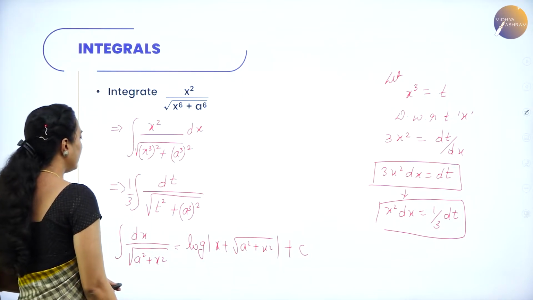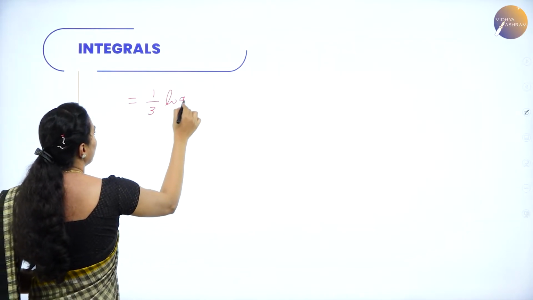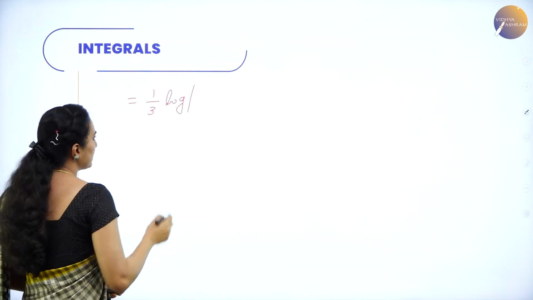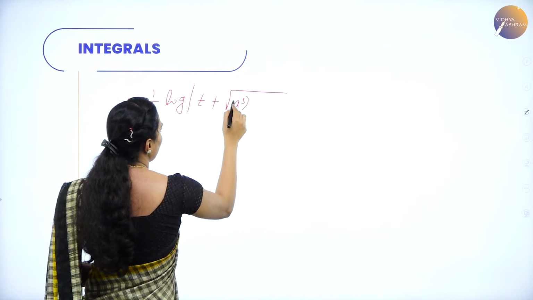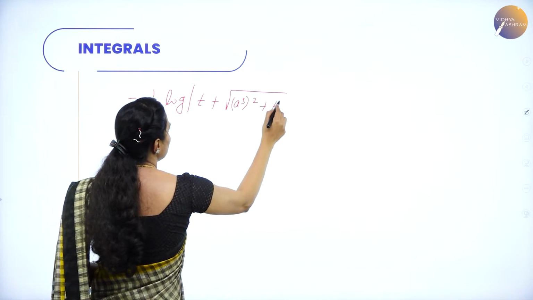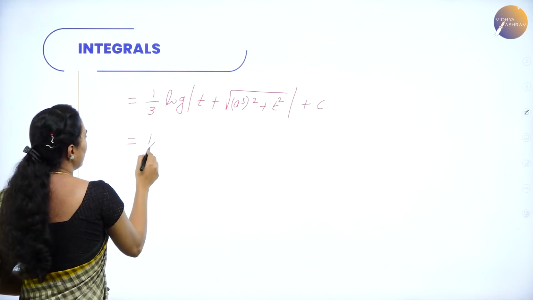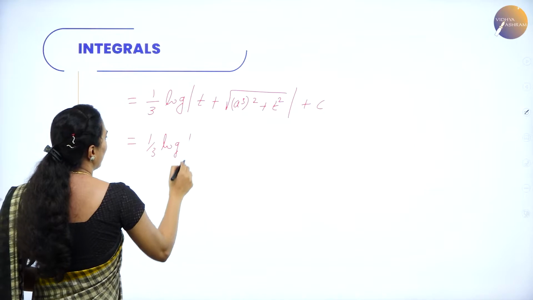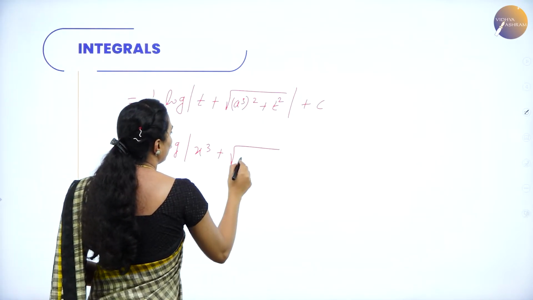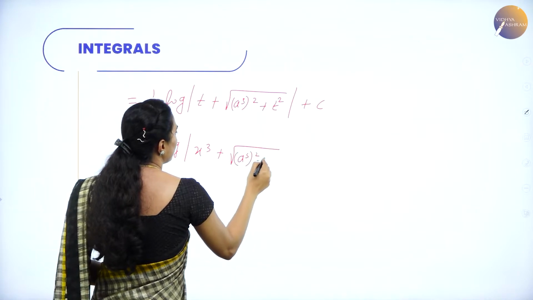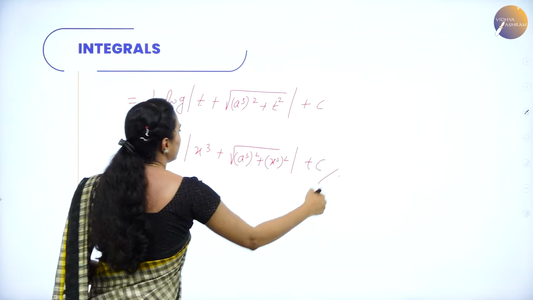Writing accordingly, remember 1 by 3 is outside: log of modulus of t, where t replaces x, plus under the root of a cube whole squared, where a cube replaces a, plus t squared, plus c. Substituting back, 1 by 3 into log of modulus of t, which we substituted as x cube, plus under the root of a cube whole squared plus x cube whole squared, plus c. And this is your final answer.